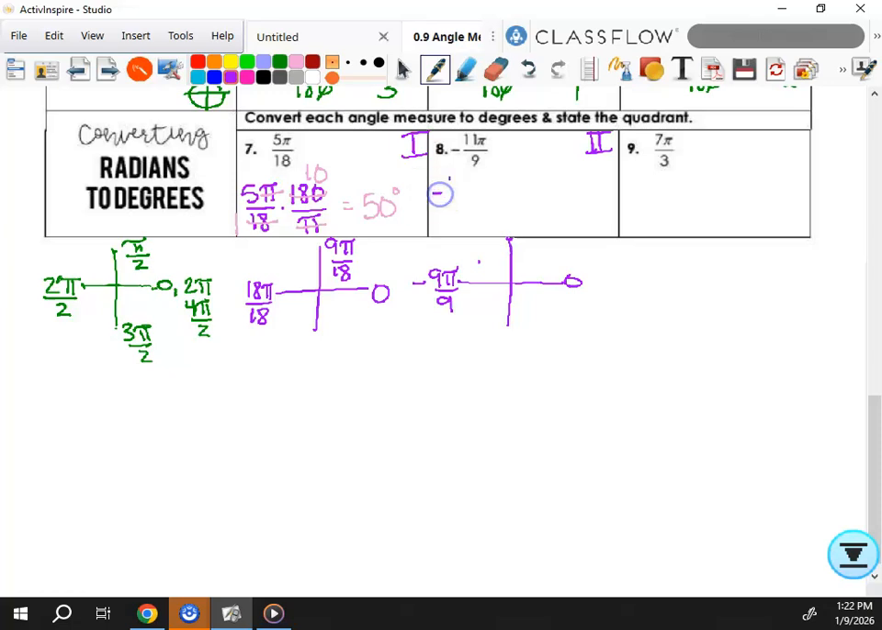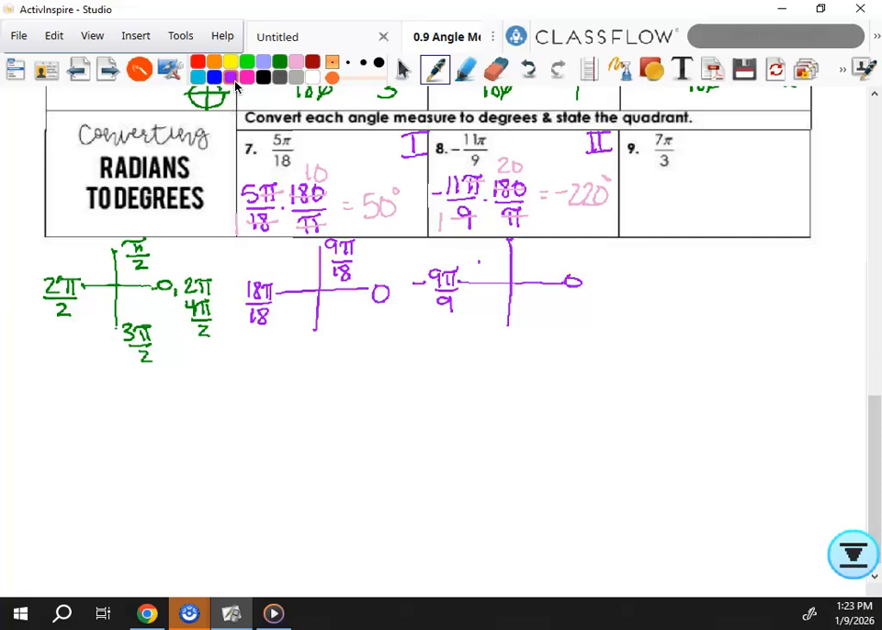All right, so negative 11 pi ninths, we're going to multiply by 180 over pi. So my pi's cancel out. 9 goes into 9 once, goes into 180 20 times. So I get negative 220 degrees. Any questions at all?